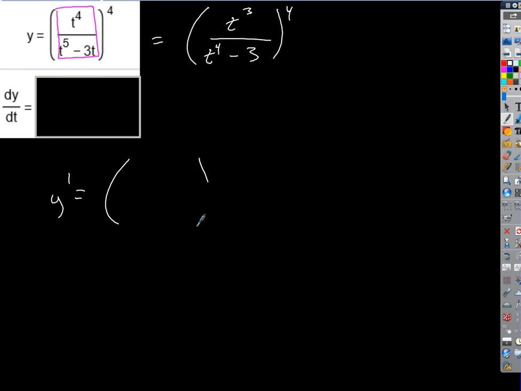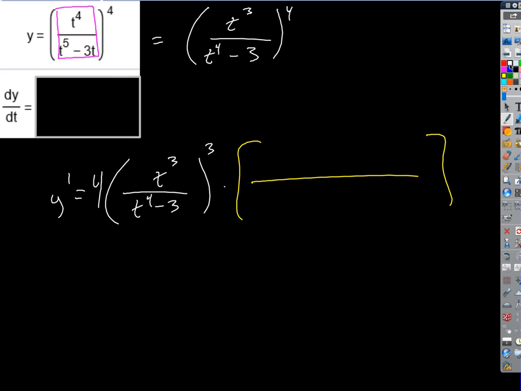first layer is going to be, told me power. So what's that? Okay, so 4 times u cubed. And then inside of that, we've just got a big quotient, right? So we have to use the quotient rule. Okay, so what's going to go on the bottom of the quotient rule?